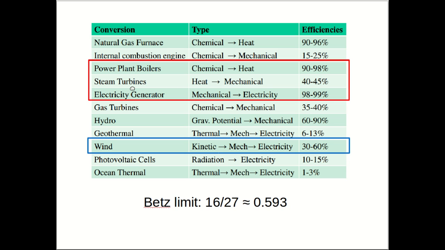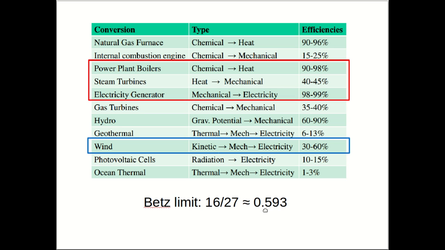For the wind turbine, there is an upper bound of the efficiency of converting the kinetic energy in the wind to the mechanical energy of the shaft, which we call the Betz limit, and it is a little bit less than 60%. We will discuss the Betz limit in later videos. Modern wind turbines can often achieve 45% to 50% efficiency, which is actually quite close to this theoretical limit.